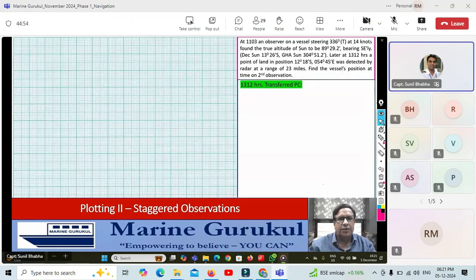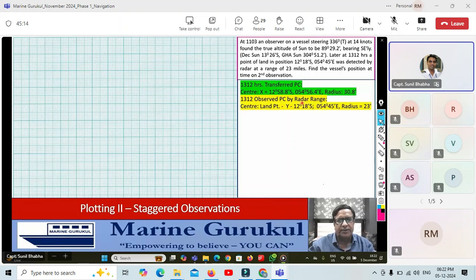So we have the 1312 transferred PC, whose center we are calling X, whose coordinates are 12 degrees 58.8 minutes south and 54 degrees 56.4 minutes east, and the radius of the PC shall be 30.8 miles. And the 1312 PC, which is an observed position circle, we are calling its center Y. Coordinates of Y and radius of the PC are there on the screen.